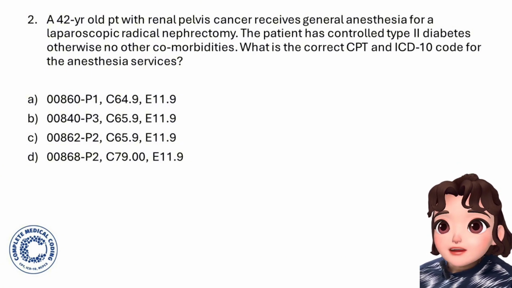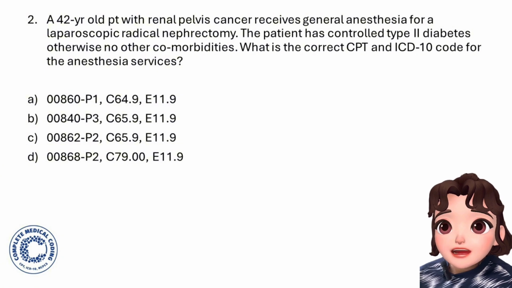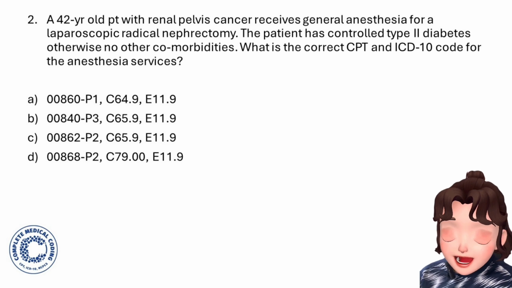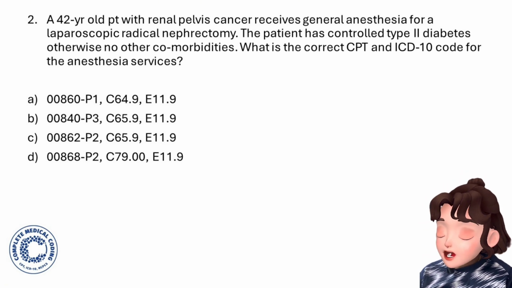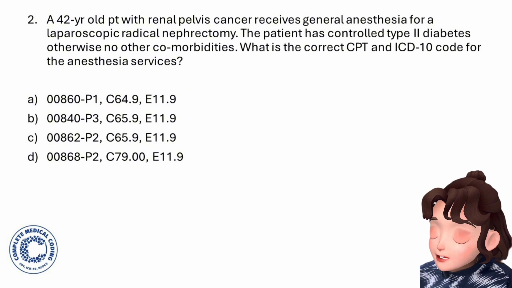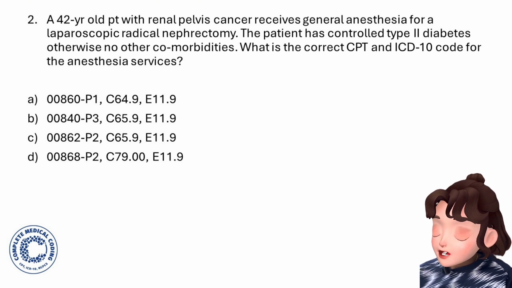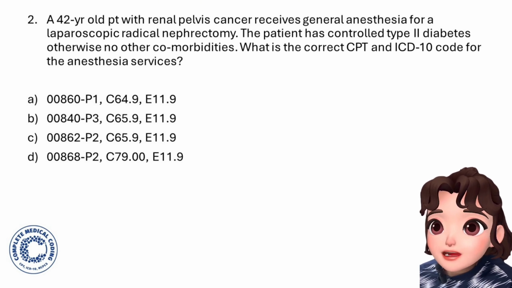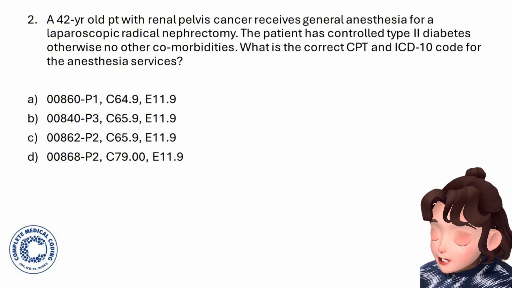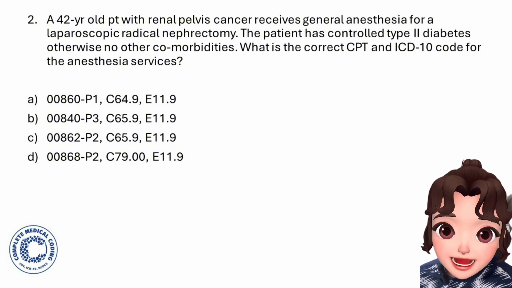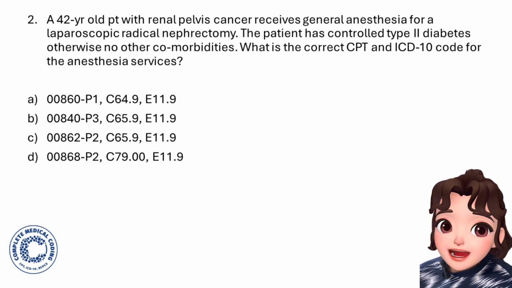Okay, so what is there in option C? 00862. What is 00862? CPT code, the anesthesia code 00862 represents anesthesia for extraperitoneal procedures in lower abdomen, renal procedures including upper 1/3 of ureter. Yeah, this is the anesthesia for renal procedure, right? What is 00868? Option D. 00868 represents renal transplant. There is no renal transplant mentioned here in the question. So our answer will be option C.